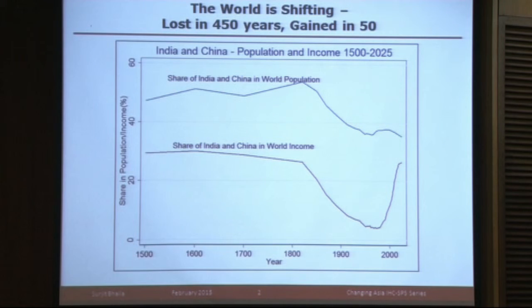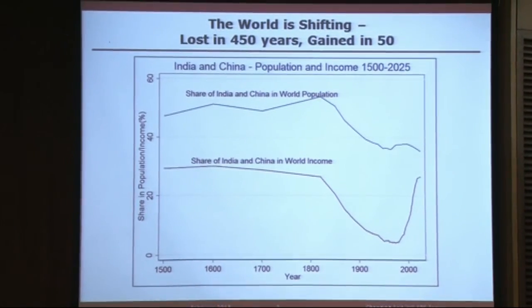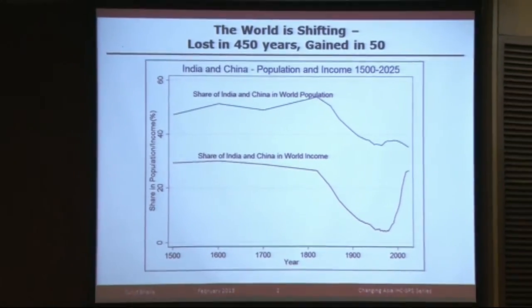And a lot of the happenings in the world, whether it is the middle class or, if you will, now very, very low interest rates, you relate it to what's happening in India and China. So that's the first point.